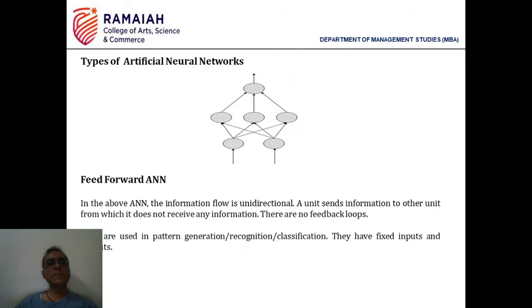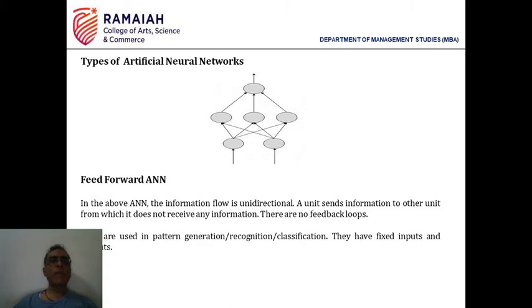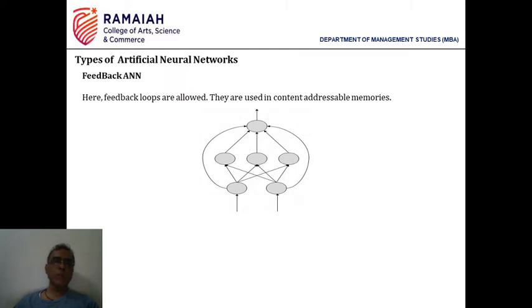Now next, let's see the types of artificial neural networks. There is something known as the feed-forward artificial neural network. In this, the information flow is unidirectional. There is no feedback loop, and a unit sends information to another unit from which it does not receive any information. There are no feedback loops, as I said earlier. They are used in pattern generation, recognition, and classification. They also have fixed inputs and outputs. The other type of artificial neural network is the feedback ANN. Feedback loops are allowed. If you see the concentric circles there, they're used in content addressable memories.